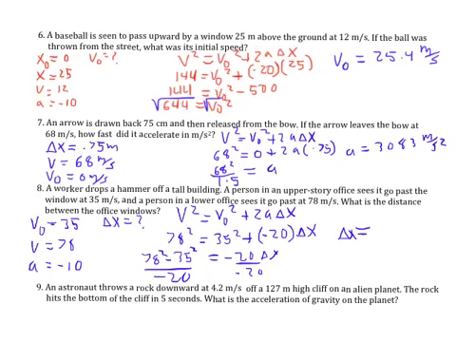I better put an x there. Delta x equals, in this case, let me do some quick calculation, 78 squared minus 35 squared divided by negative 20. As long as I watch my order of operations, what I'll get here is negative 243 meters. That's a 4, by the way.